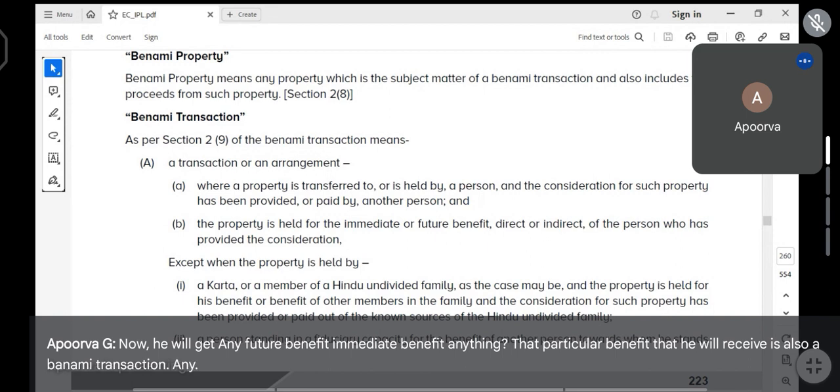Any query around what is a Benami transaction? Is it clear? Yes, ma'am. Okay.